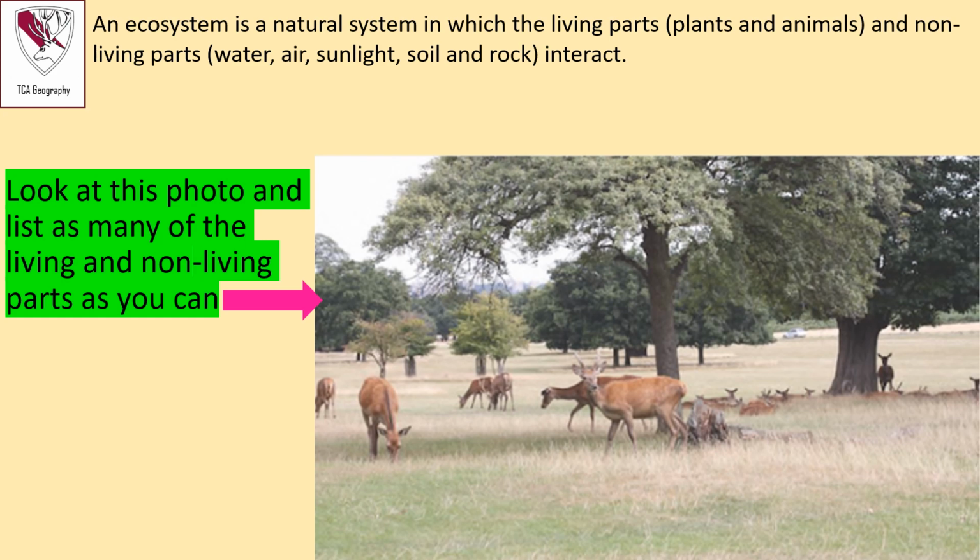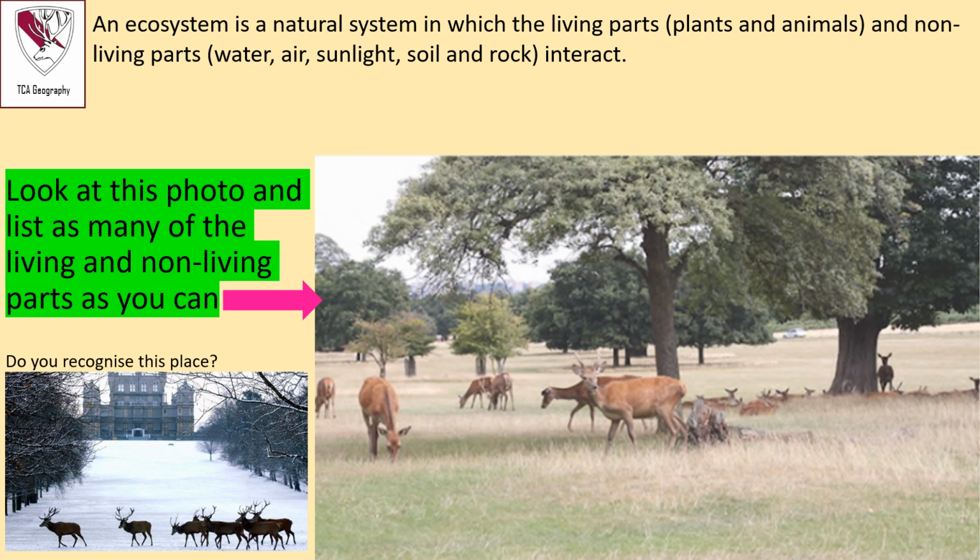So let's have a look at this photograph. I wonder whether you recognise the place actually. There's another photograph that might help you recognise it. It's the park at Woollerton Hall. Well, looking at that, how many living and non-living parts of that ecosystem can you see? There's no need to write them down, just take a moment to think about them.